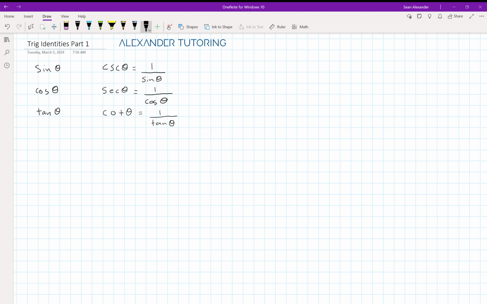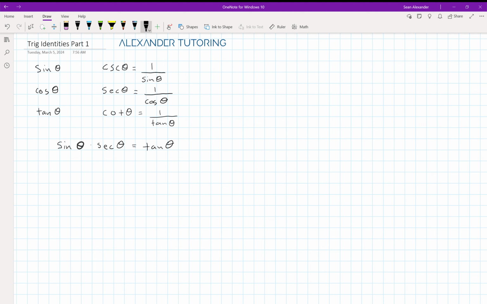Okay, so what you're probably seeing now are things like prove the following identity, and I'll give you a simple example to start. What if you saw something like sine theta times the secant theta equals tan theta? Okay, so we're trying to prove stuff like this.